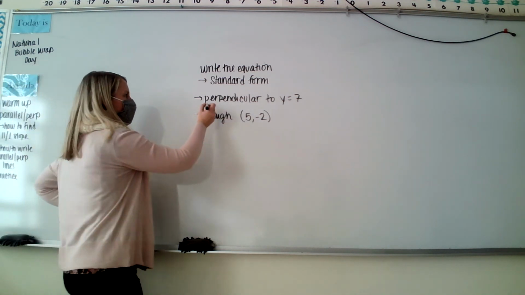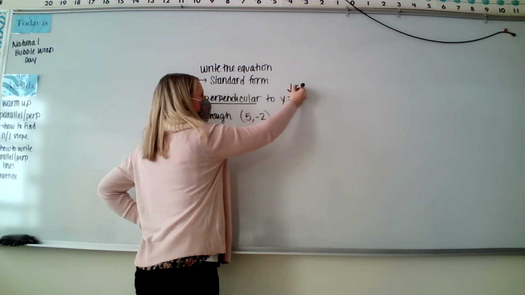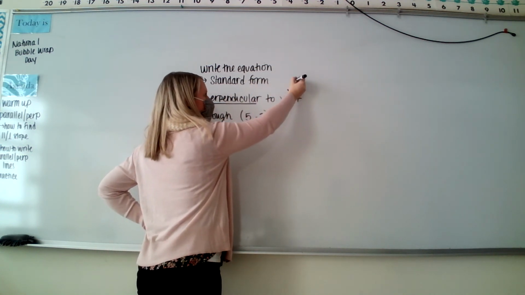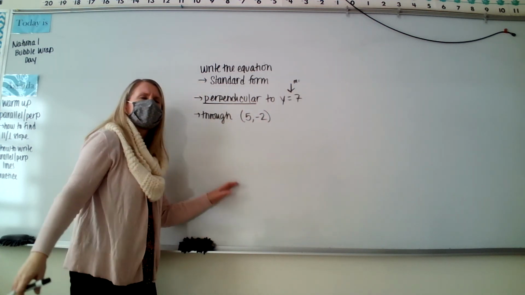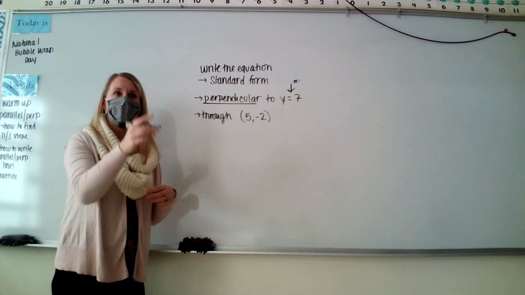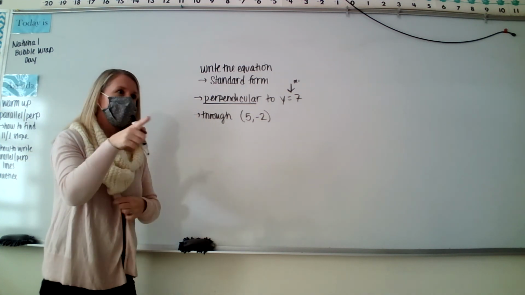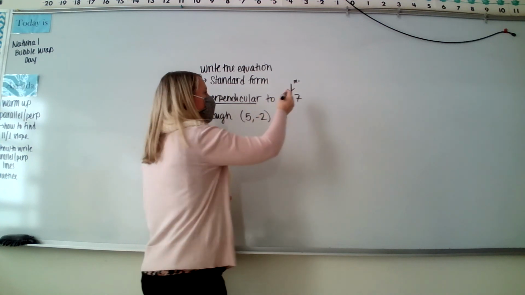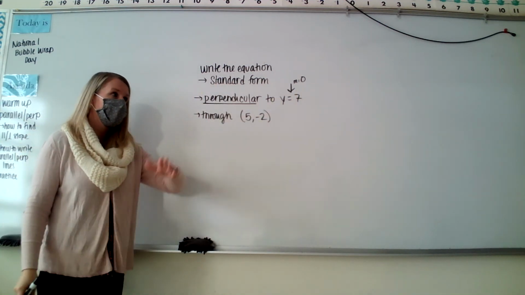When I say perpendicular, I need the slope of this. What is the slope of this line? Yeah, 0. It's a horizontal line. That's where you have to start recognizing x equals, y equals. The slope of this is 0. Or think of it, it's a horizontal line.